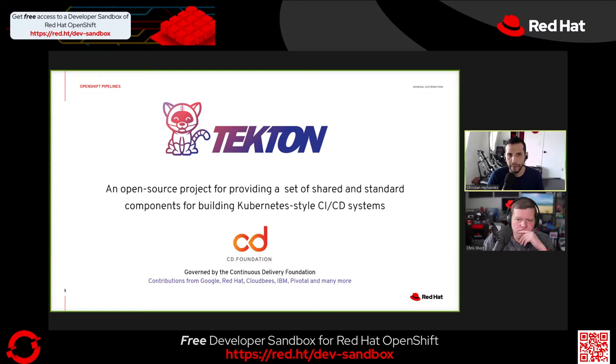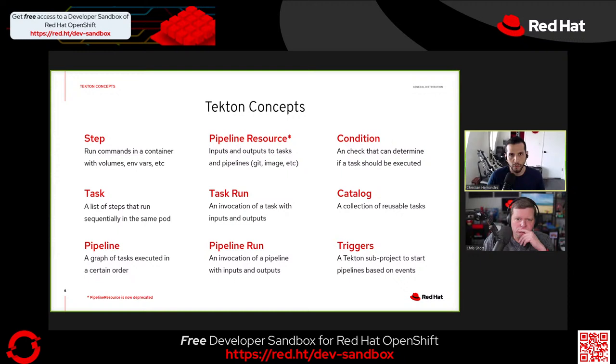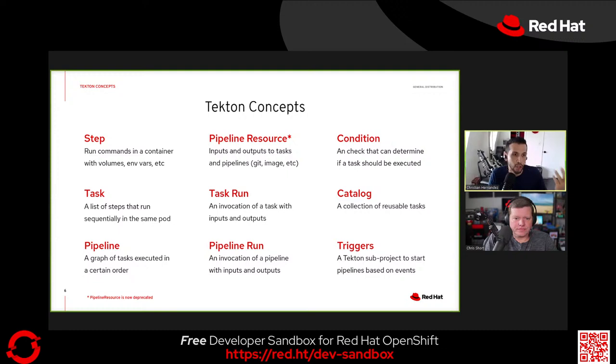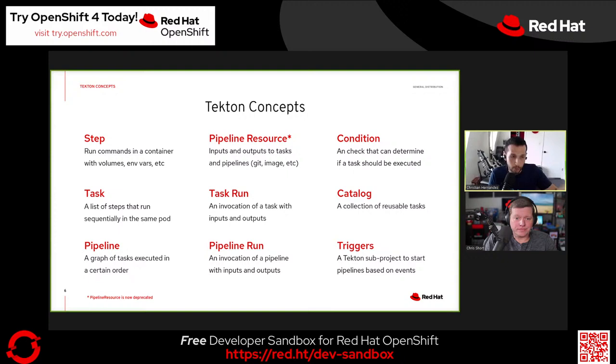So what I want to go over are the concepts for Tekton. First, we're going to hear me talk about steps. A step is essentially running commands in a container, like git clone, maven build, docker push. And a task is essentially a list of steps, a collection of steps to take. A task can be, say, build application with a git clone. The step does the git clone, but the task wraps that into a workable unit.